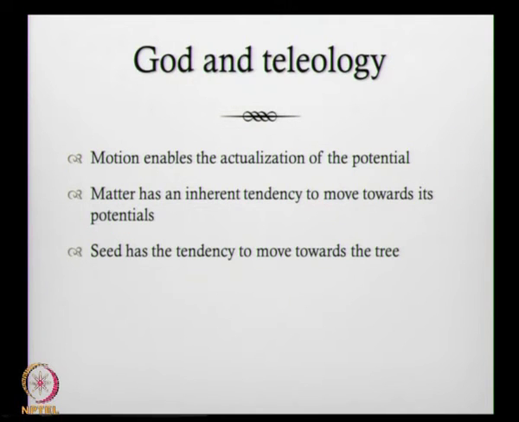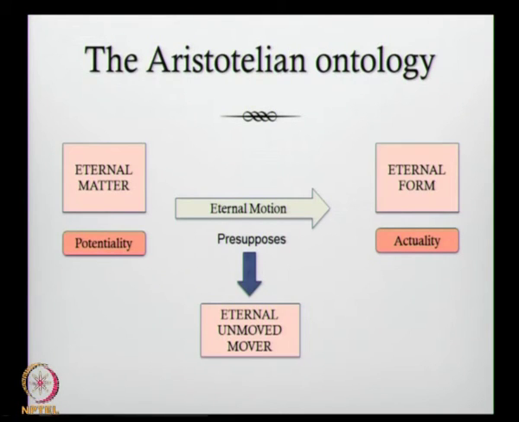Seed has the tendency to move towards the tree. Matter has a desire for the form. Now, we can explain this entire thing with the help of this picture. On the one hand you have eternal matter, and on the other hand eternal form, and there is a movement towards forms, different forms shape matter differently. So, an eternal motion also takes place here, which actually presupposes what? Eternal unmoved mover.